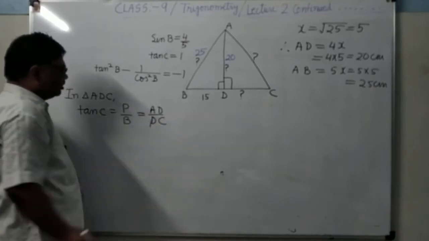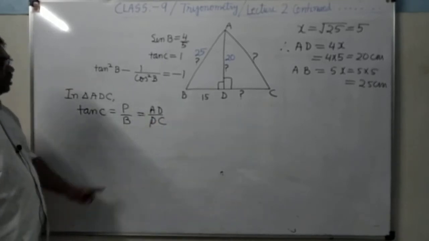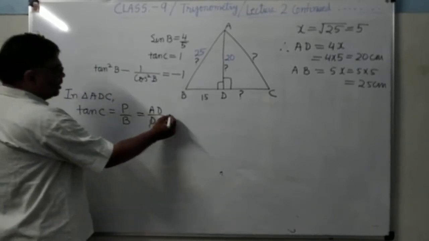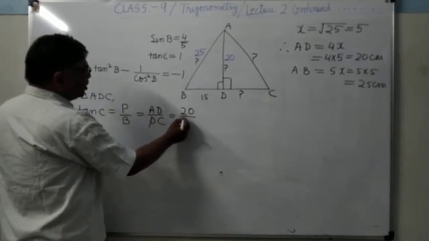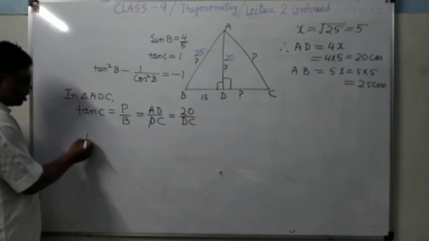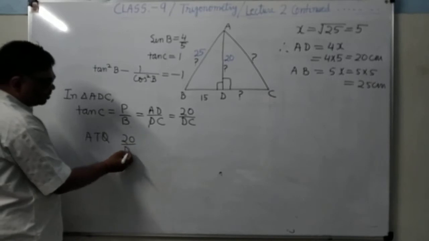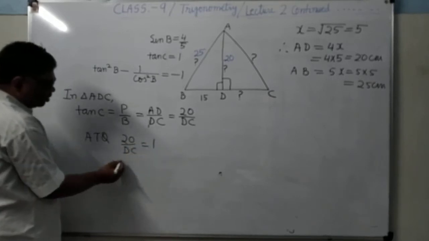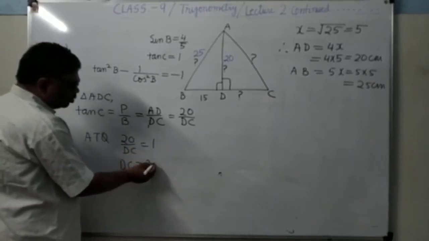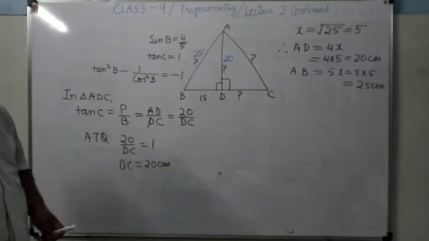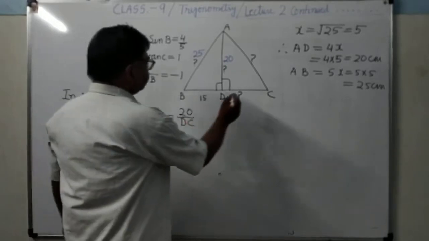AD upon DC. It is clear? But in the question it is given equal to 1. Here AD is how much? 20 upon DC. So according to the question, 20 upon DC equals 1. So DC equals 20 centimeter. Means this thing is now 20 centimeter.